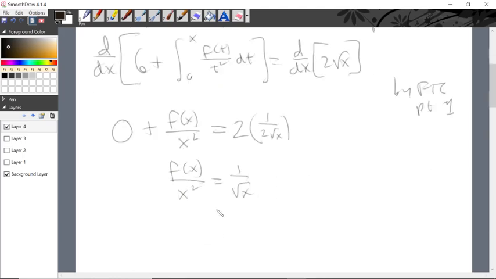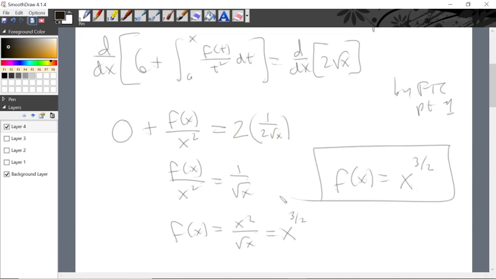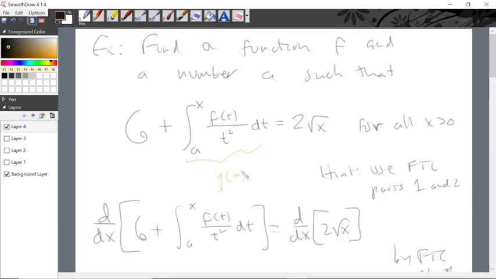Now we can find our function f. We have that f of x is equal to x squared over root x, which is equal to x, and we can do 2 minus 1/2 for the power here, x to the 3/2. So we found our function f. f of x is equal to x to the 3/2. That was the first part of the exercise, finding the function f.